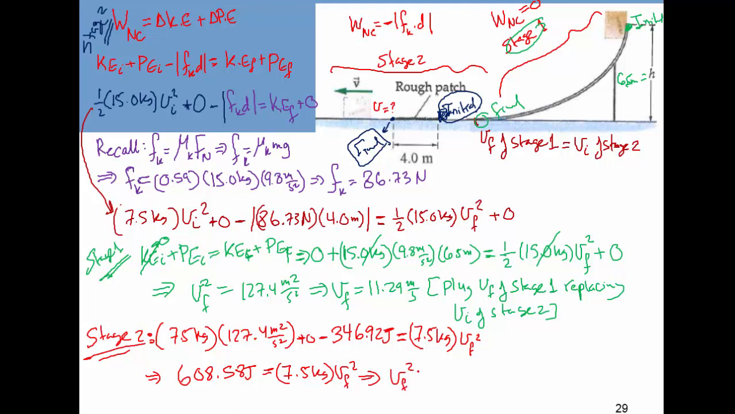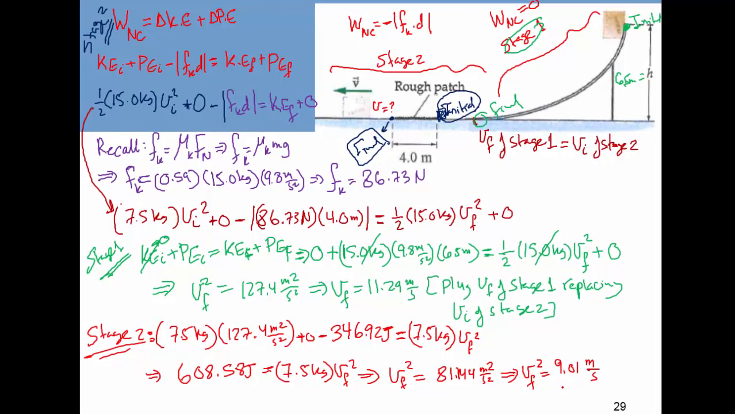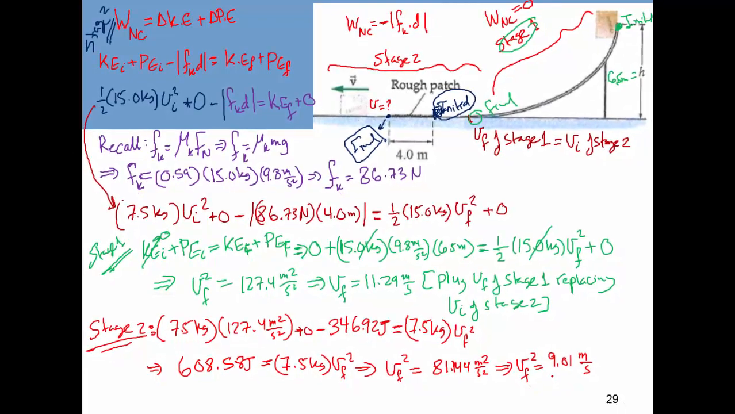Rearrange the equation to solve for the final velocity squared. This will yield 81.144 meters squared over second squared. Again, joule over kilogram will give you meters squared over second squared. Take the square root of both sides, and the final velocity comes out to be 9.01, rounded off to 3 significant figures. And this is moving to the left.